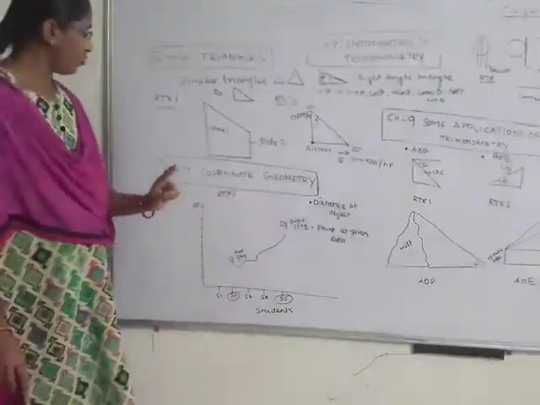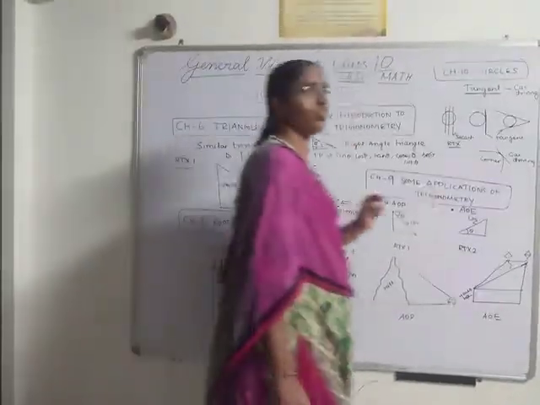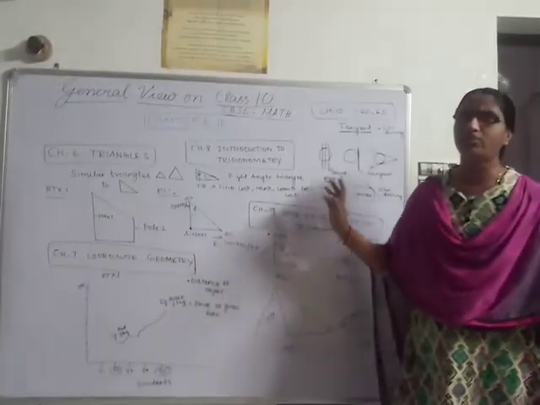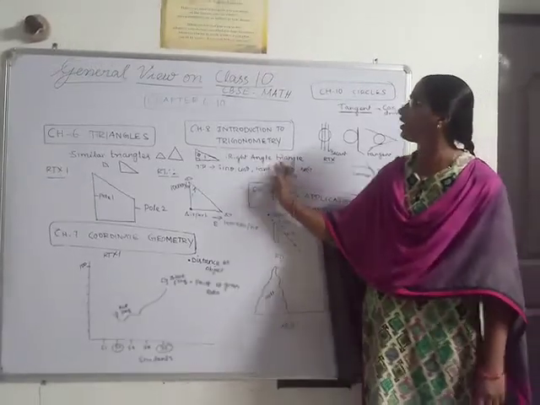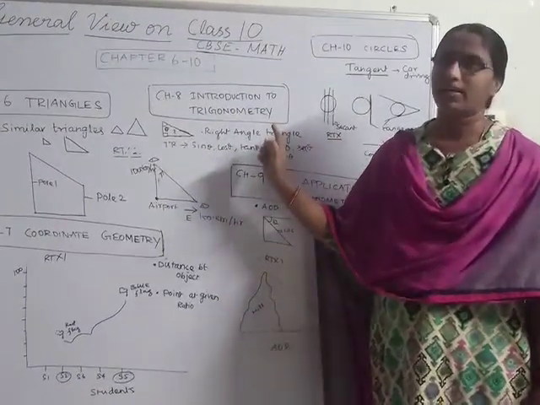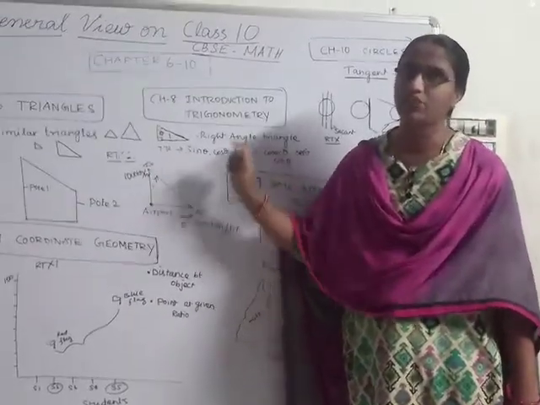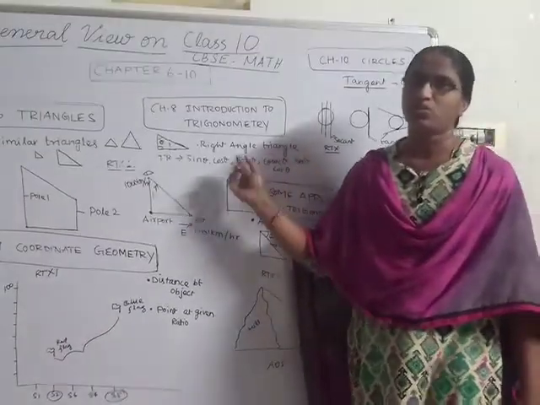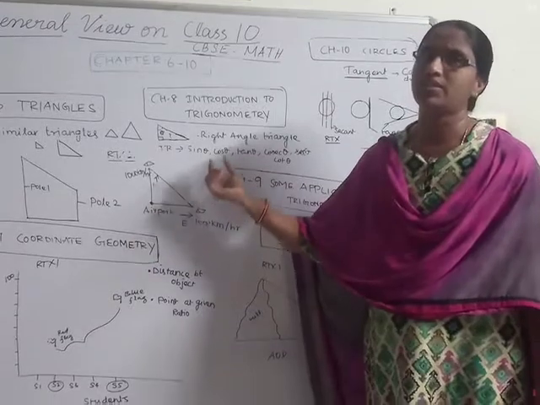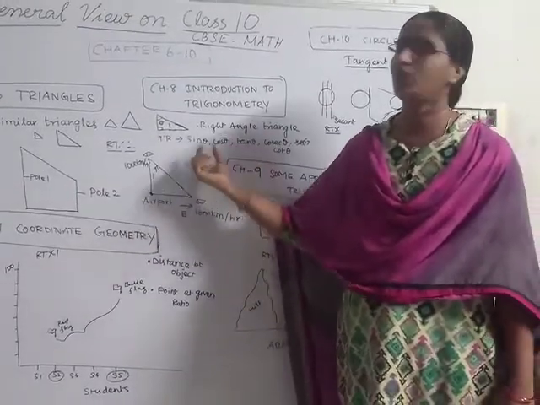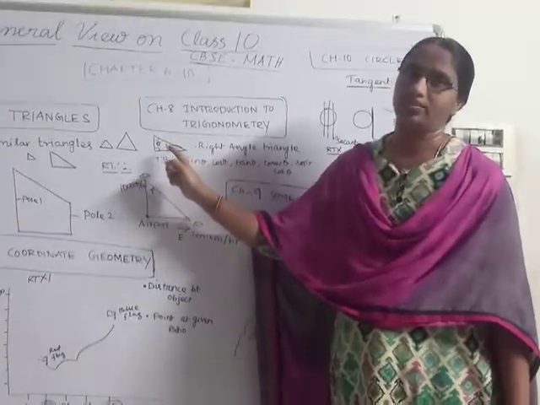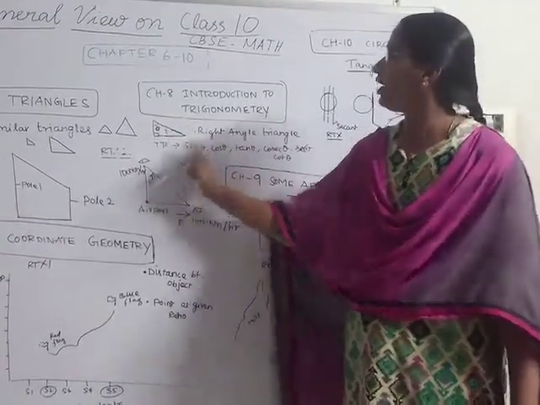Your next chapter is introduction to trigonometry. So this trigonometry is applied only for right angle triangles. Only for a right angle triangle can you apply this concept of trigonometry. In this chapter you are going to study the trigonometric ratios, that is sin theta, cos theta, tan theta, cosecant theta, like that. So what do trigonometric ratios mean? They give the relationship between the sides of the triangle and the angle of the triangle.